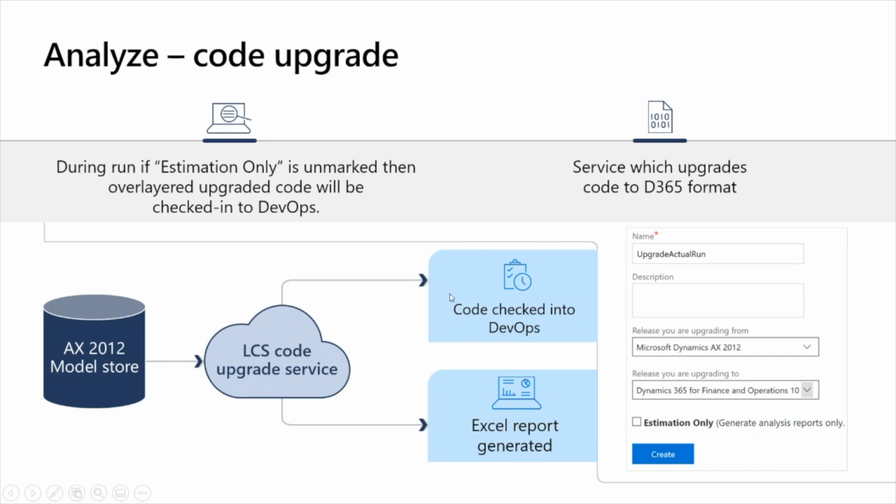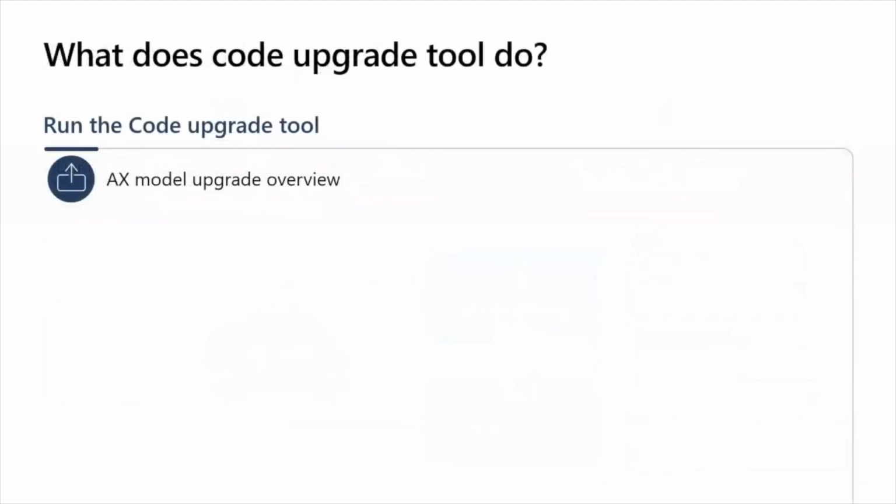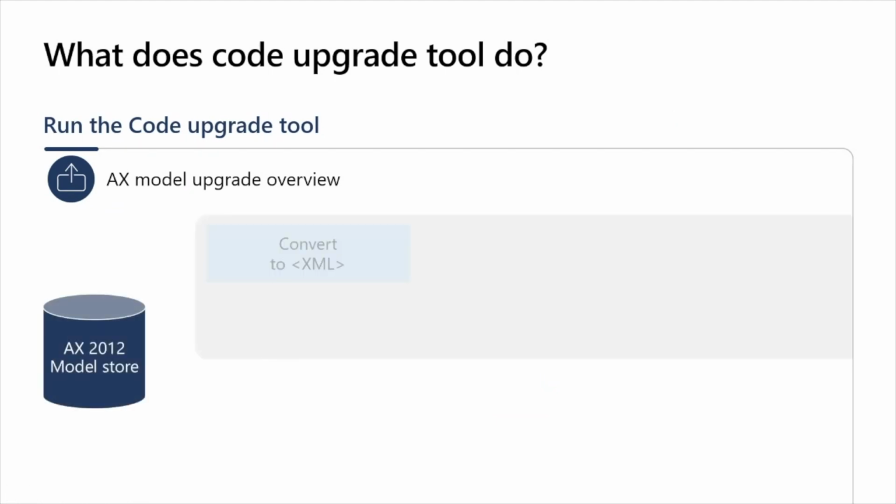Now I want to double click on what happens here, how code is converted and how it gets checked into DevOps. So let me take you through that process so that you know what the code upgrade tool does. When you provide your AX2012 model store, the first thing we do is convert the metadata into the latest format, right? We convert it into XML.